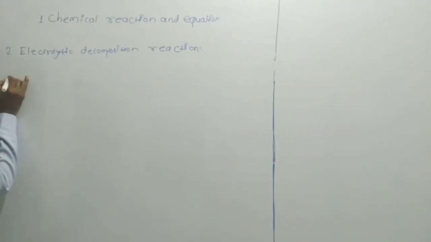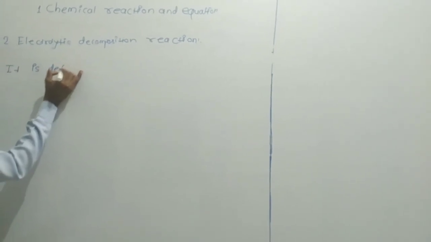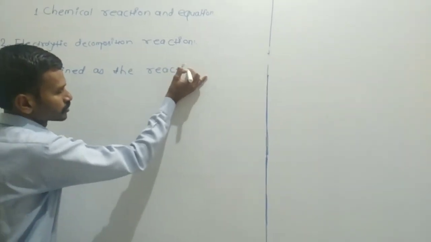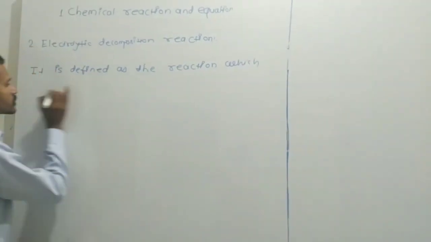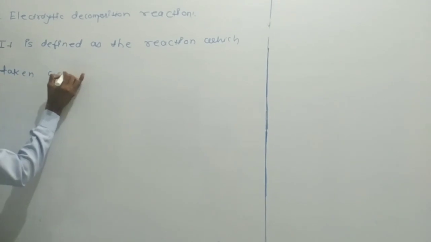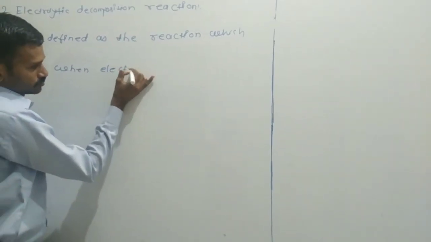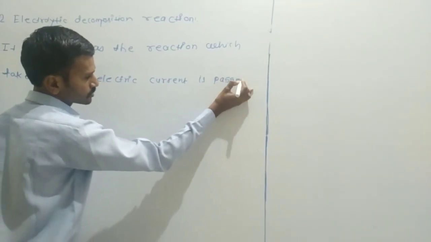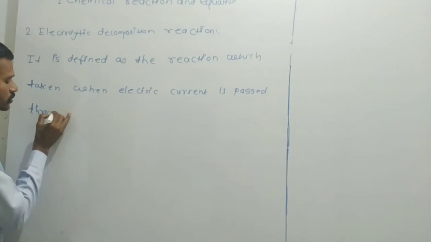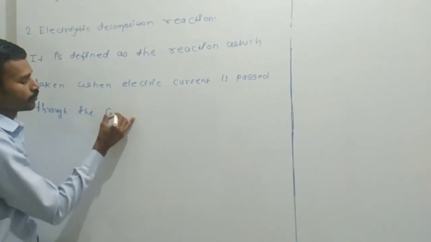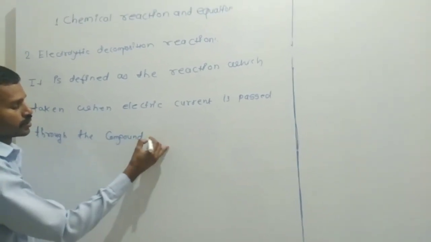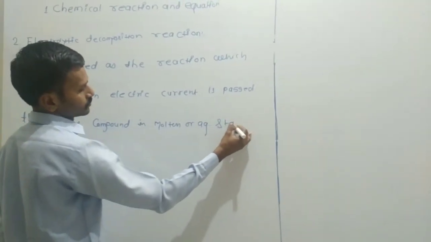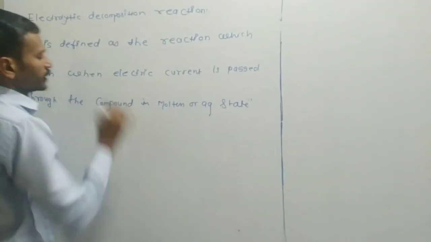Electrolytic decomposition reaction is defined as the reaction which takes place when electric current is passed through the compound in a molten or in aqueous state. So this is the simple definition.